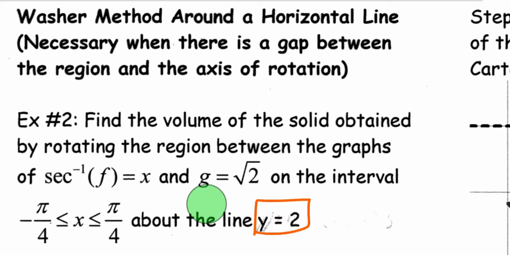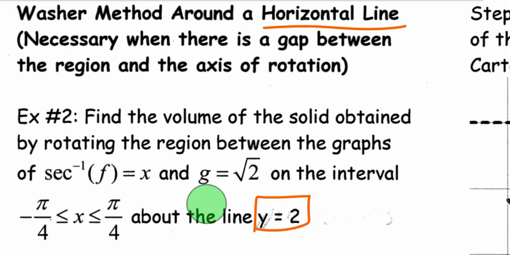Again, you should note that if it's being rotated around a horizontal line, everything needs to be in terms of x. And right now we have a little bit of weird stuff going on here with this function. We will change that around in just a second. This one is good to go because it's constant.